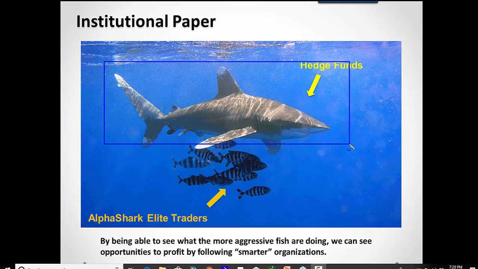Okay. Throughout the course of the day, I watch signals from the biggest and best traders in the world. I'm just this little itty-bitty guy underneath it. Okay. These are Alpha Shark elite traders. So by being able to see what the more aggressive fish is doing, I can seize opportunities to profit by following smarter organizations, okay? So every single trade that I come up with isn't my own trade, to be completely honest, guys. It is based off institutional order flow.